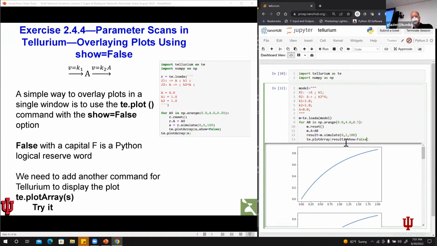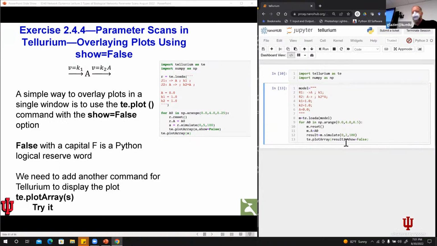So what happens if you put in show equals false? What do you get? Just show equals false. Nothing. Because I never told it to plot it. I told it to hold it the whole time.